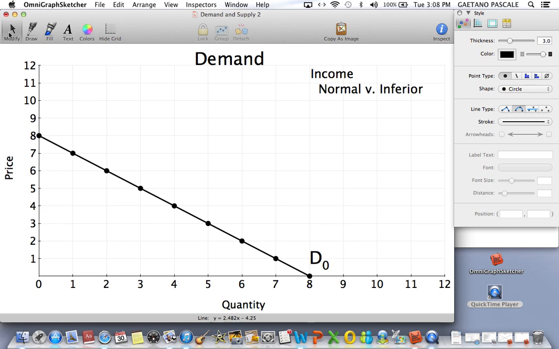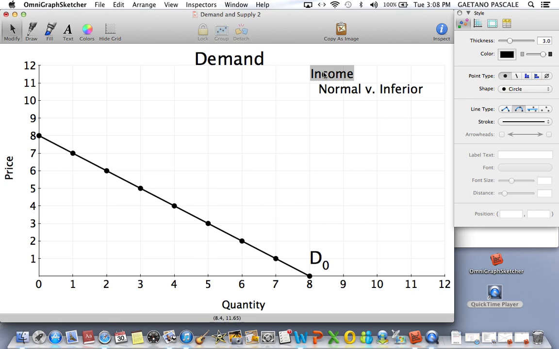So realize that when I talk about income, you have to know if it's a normal versus an inferior good. And you have to know which way your demand curve is going to shift. So make sure, number one, that when you're reviewing this and you're going through the textbook and the questions, you understand the impact of income, particularly as it relates to a normal or an inferior good.